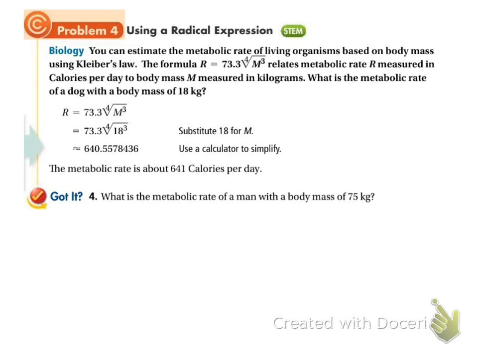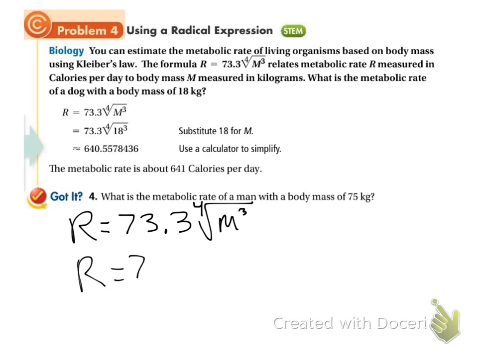Okay, last thing is taking an equation with a root in it and plugging into it, okay? So I've got r equals 73.3 4th root of m to the 3rd. And so we're going to plug in 75, okay? So r equals 73.3 4th root, and I'm going to plug in 75 cubed. So on your calculator, the first thing that you should do is you should do 75 cubed. So 75 to the 3rd.